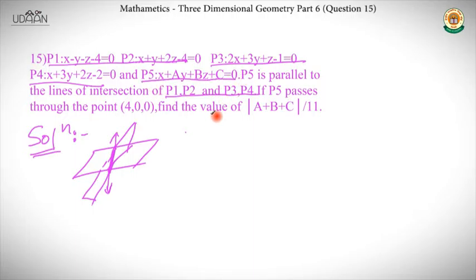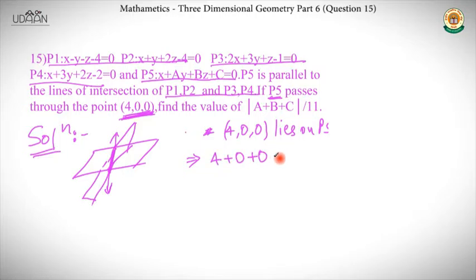Sorry, it's parallel to plane 5. Right. And it's also given that plane 5 passes through the point 4, 0, 0. So, first applying this condition that plane 5 passes through the point 4, 0, 0, we get the first equation: 4, 0, 0 lies on P5, which implies 4 plus 0 plus 0 plus C equal to 0. This gives us the value of C, which comes out to be minus 4.